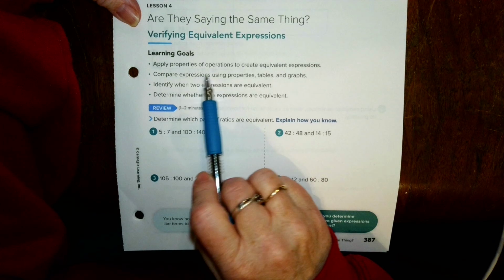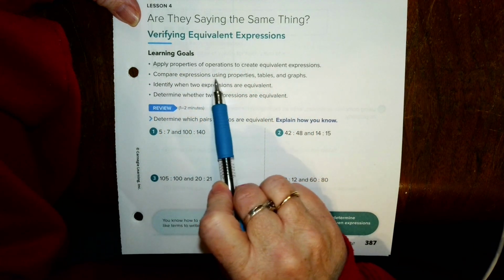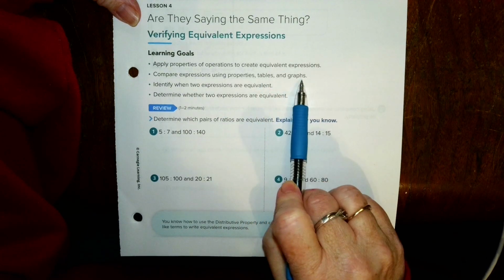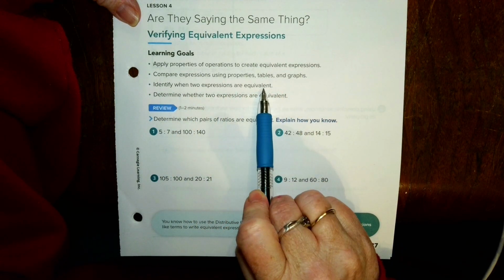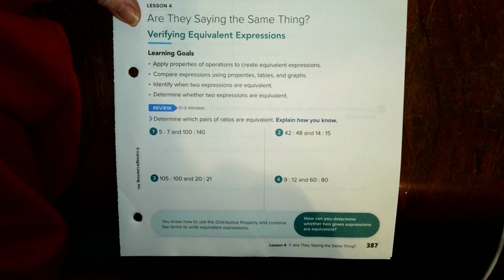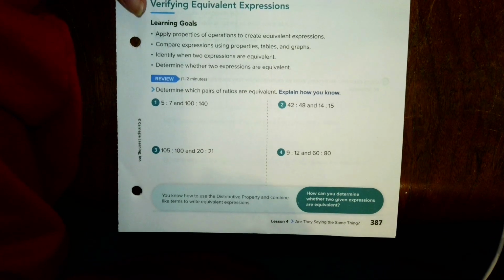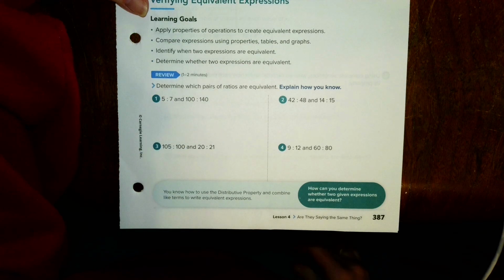Learning goals: apply properties of operations to create equivalent expressions, compare expressions using properties, tables, and graphs, identify when two expressions are equivalent, and determine whether two expressions are equivalent. All right, number 1 says determine which pairs of ratios are equivalent. Explain how you know.